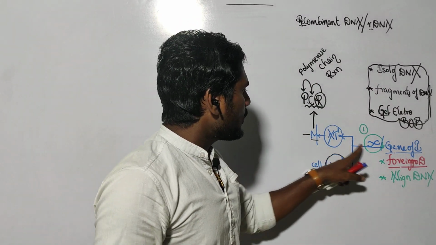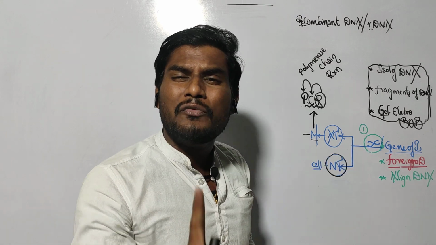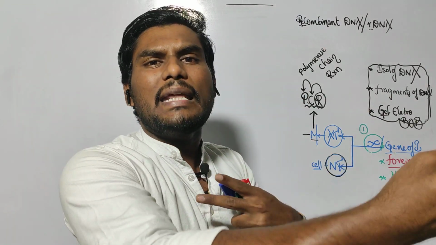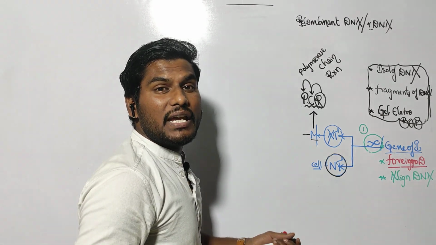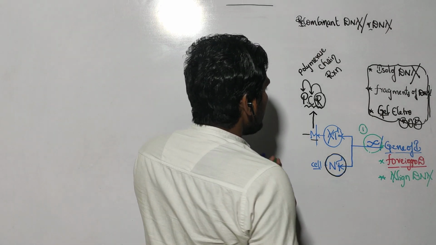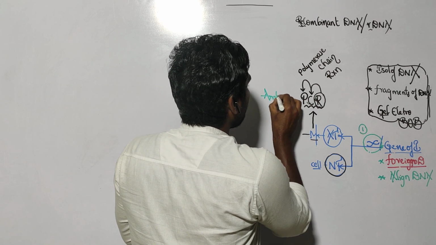For what purpose? For copying purpose. Copying the gene of interest. At present you have how many copies of the gene of interest? Only one. So we have to multiply it. Yes, that multiplication is also called amplification. Amplification means nothing but copying.